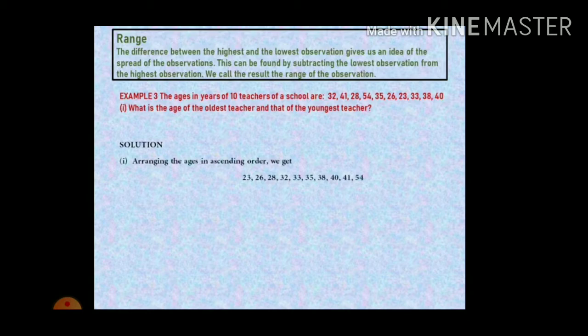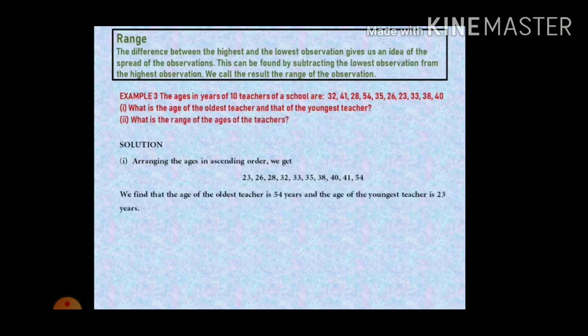So let us now take an example. The ages in years of 10 teachers of a school are 32, 41, 28, 54, 35, 26, 23, 33, 38 and 40. Now the first thing that you have to find is what is the age of the oldest teacher and that of the youngest teacher. So how will you find the range? So firstly, arrange all the data in ascending order. Okay, so we'll find the oldest teacher as 54 and the youngest teacher will be 23.